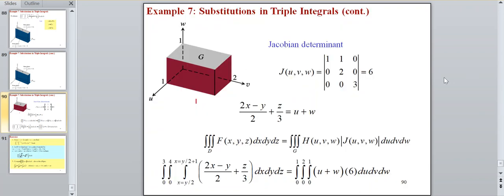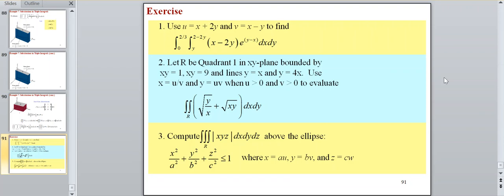Okay, you can see we are done with this chapter, and at the last page of this chapter we have some exercises. They are very interesting, so I strongly recommend you spend some time and try to work on these exercises. All of them are very interesting.